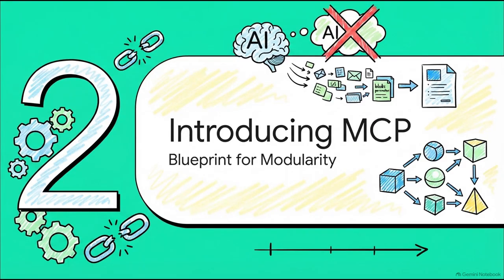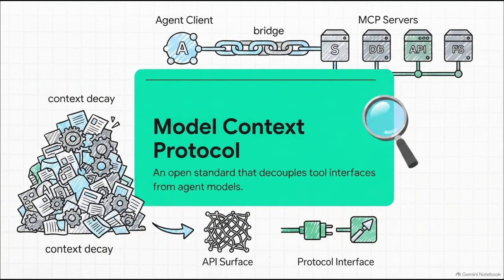Which brings us to the solution, introducing the Model Context Protocol, the blueprint for modularity. To fix this massive context decay, the industry is rapidly shifting to an incredible new standard called the Model Context Protocol, or MCP. It basically acts as the ultimate bridge by completely separating the AI reasoning model from the external tools it's trying to use.